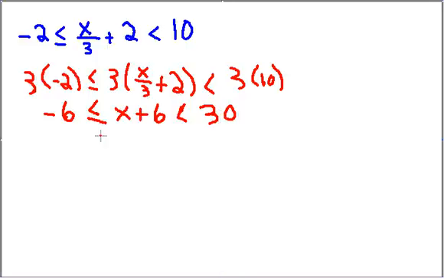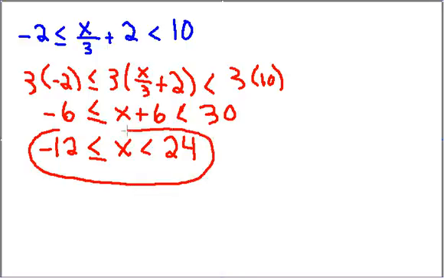Now we're still needing to get the x by itself. We need to subtract 6 from everything to get the x by itself. So what is a minus 6 minus a 6? Well, it's a negative 12. Our middle term here, x plus 6 minus 6, is x. And that's less than 30 minus 6, which is 24. This is our solution. X must be greater than or equal to negative 12 but less than 24 in order for this inequality up here to be true.